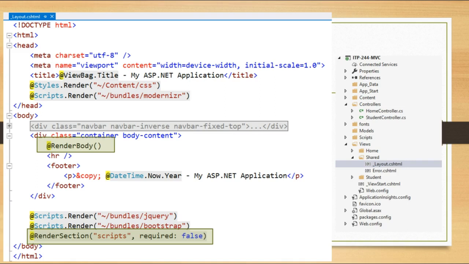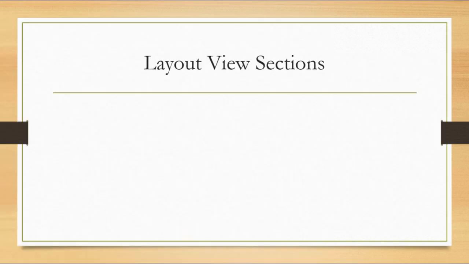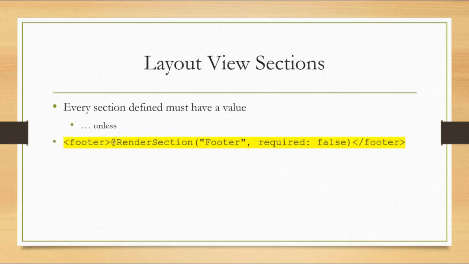Let's talk about the sections a little bit. Every section in a layout must have a value unless you say required: false. If you have this, it says, all right, you don't have to have this. If you don't have it, we won't do anything.